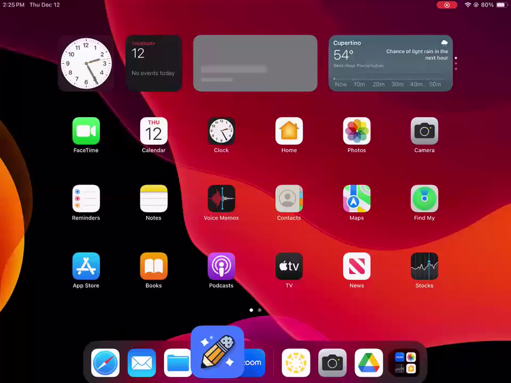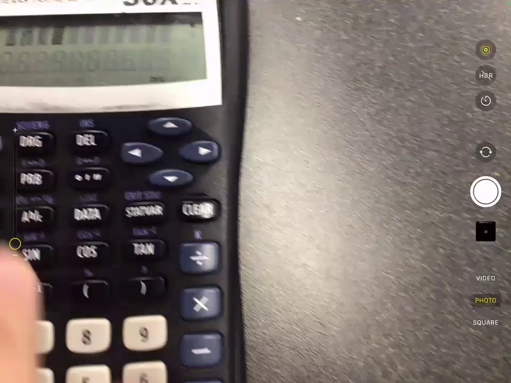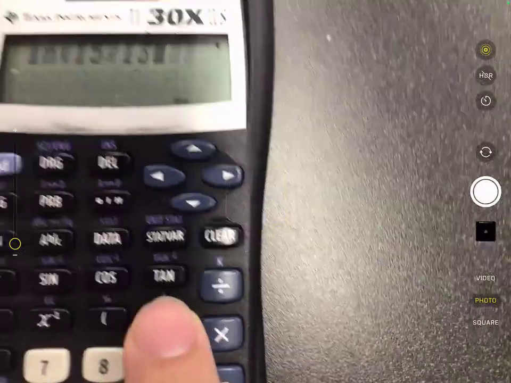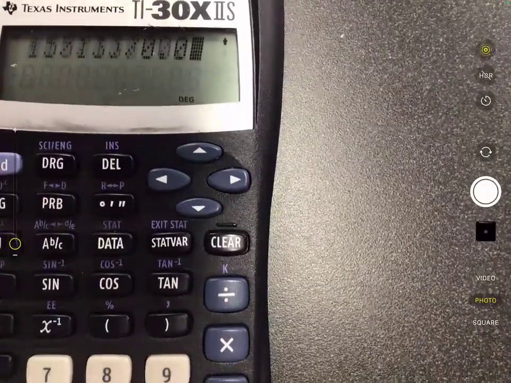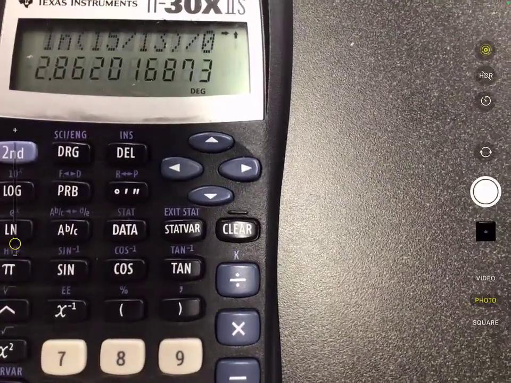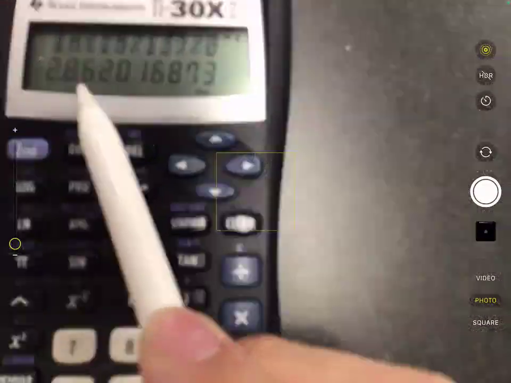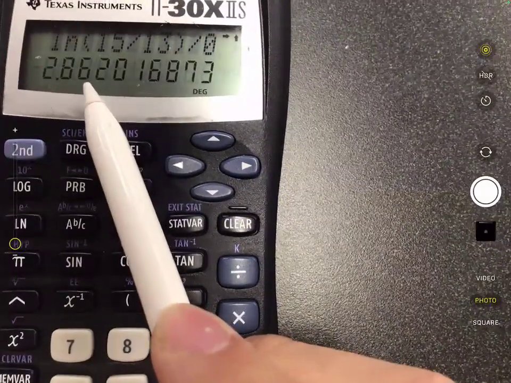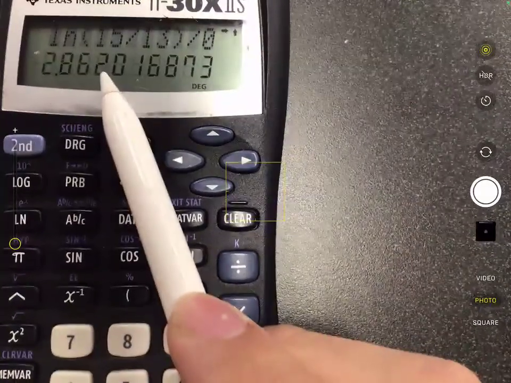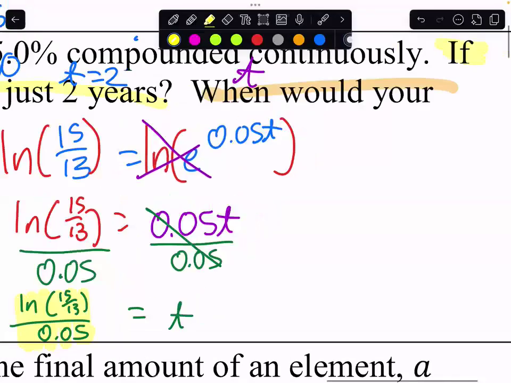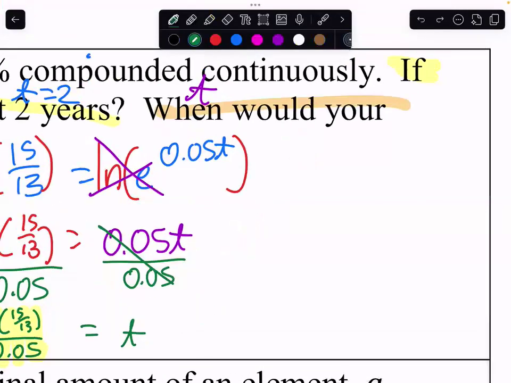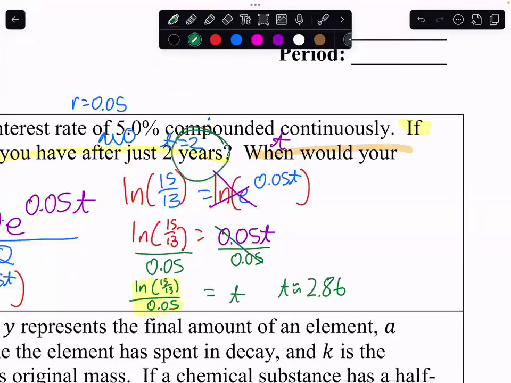Okay, so we have the natural log of 15/13, and then close that argument up, and that is getting divided by 0.05. Okay, so we'll just round to the 100th again. Again, on like a test, I would tell you where I want you to round to. But after the 6, the next digit is less than 5, so we keep it at 6. So 2.86. And what are the units here? Time is in years.